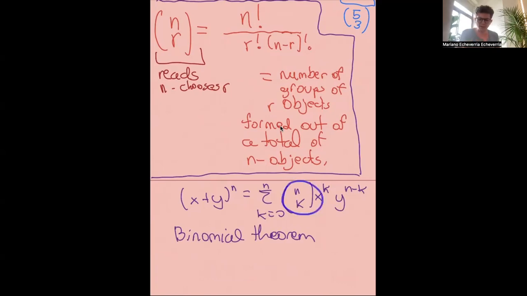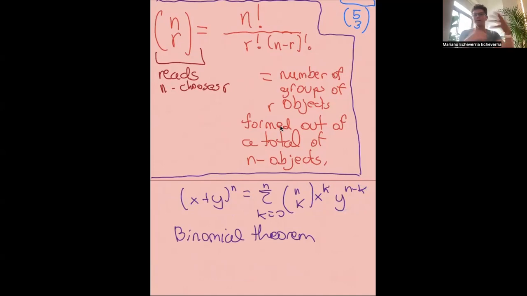Basically what happens is, it's kind of like dimensional analysis. If you thought that x and y have units of length, then this would have units of length to the n. So whatever you put here should add up to n in the powers, because they should have the same units.